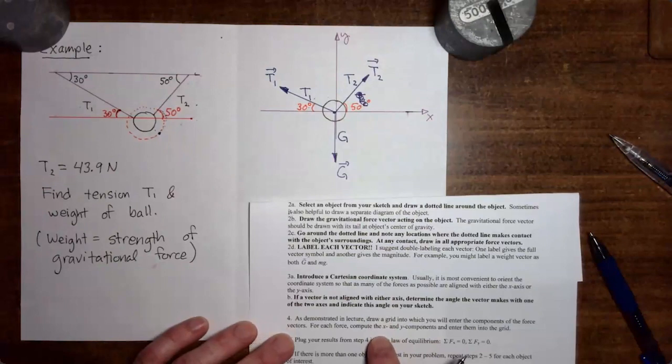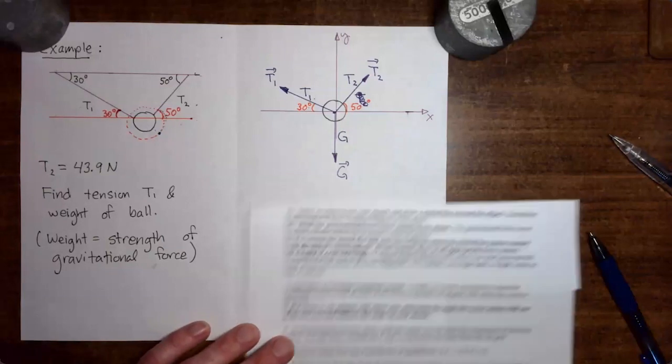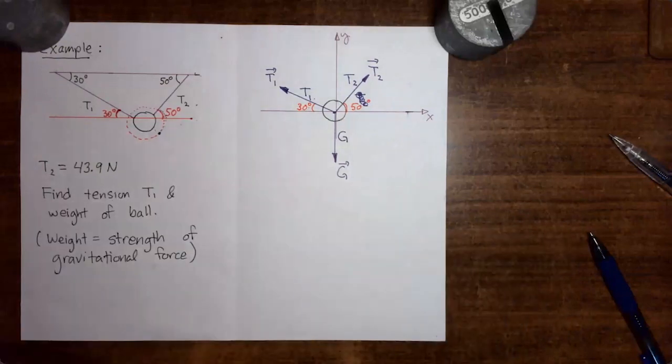Okay, so step 4, I'm going to spell this out a bit more than the sheet is asking for. Basically, what we want to do is work out the x and y components of each of the force vectors and enter them into a grid. So I'm going to just start by making the grid off to the side.